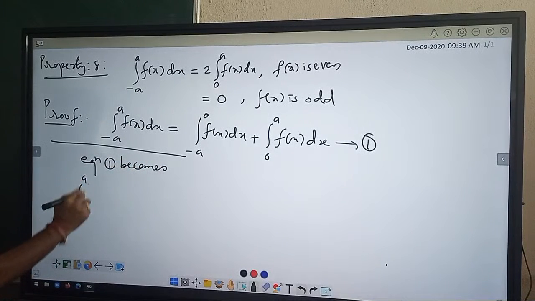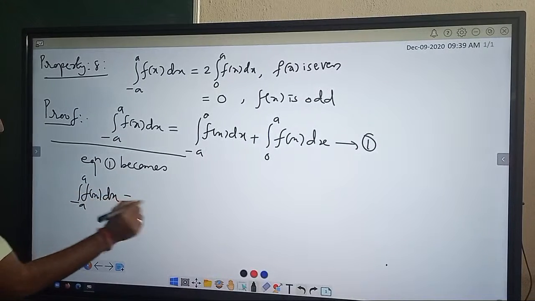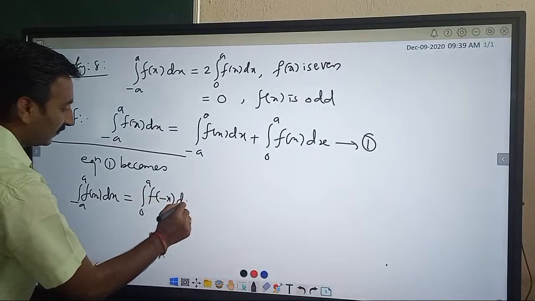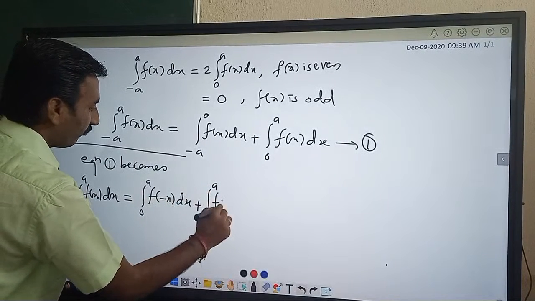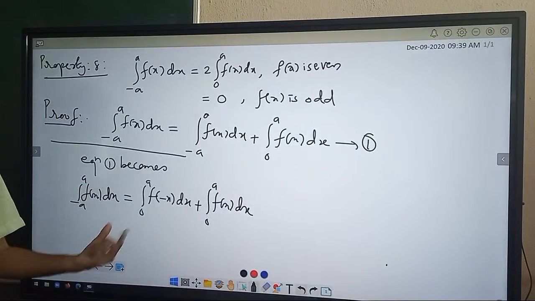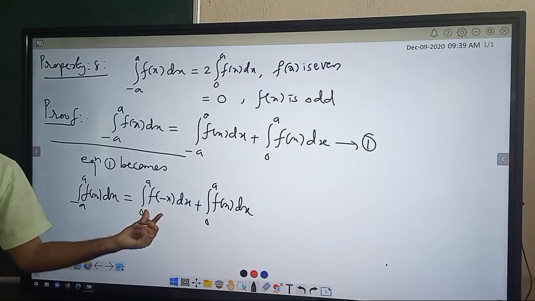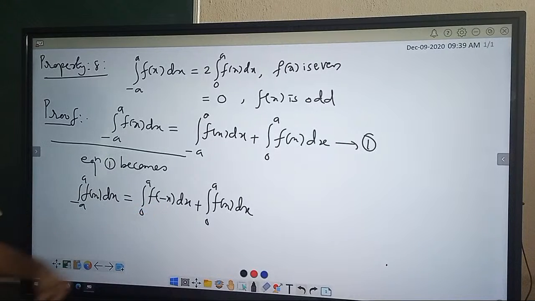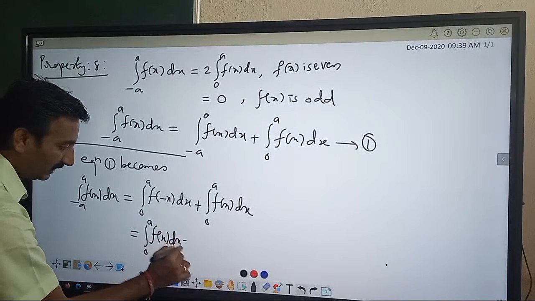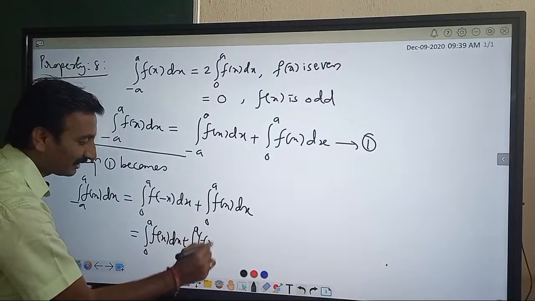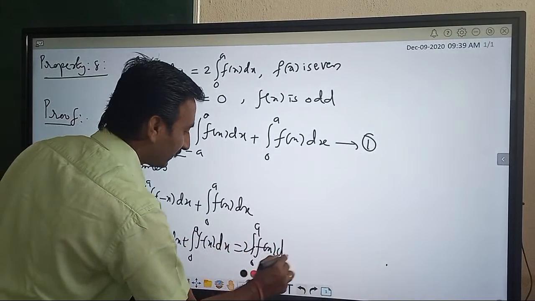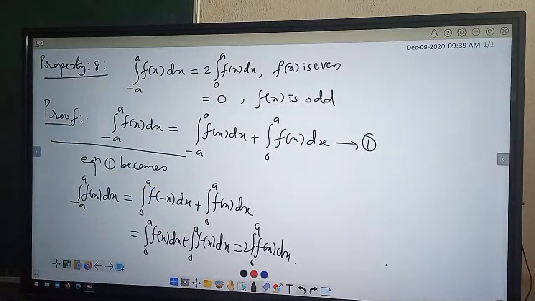Minus a to a f of x dx becomes, this value I write as 0 to a f of minus x dx, plus 0 to a f of x dx. But already this is the case we are studying, f of minus x is the same as plus f of x, because it is an even function. So you can say it is 0 to a f of x dx plus 0 to a f of x dx, and finally 2 times 0 to a f of x dx. So this is my first result.